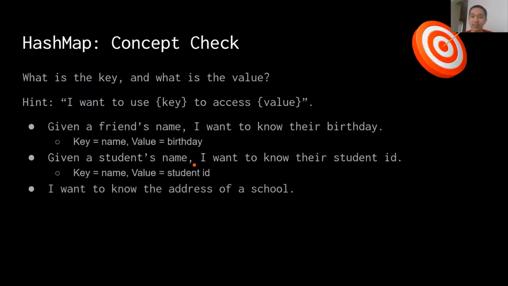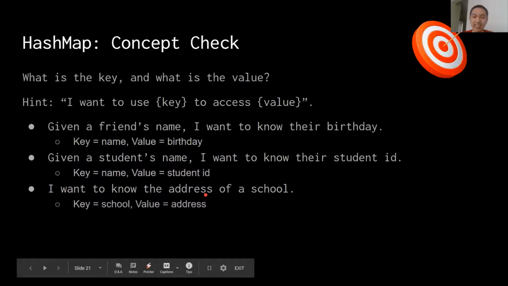So I want to know the address of a school. So what can be the key and what can be the value? This one's a little bit more open-ended. So let's just say I'm searching on Google and I want to know the address of the school. So what would be the key and what would be the value in this case? Yeah, so school and address, right? So I can pass in the school's name into the hash map and it will give me the address.